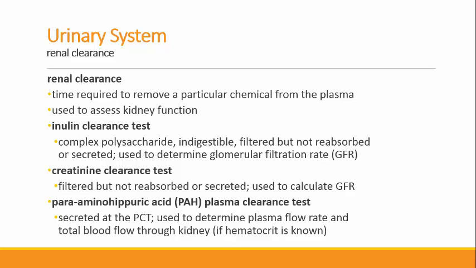Creatinine can be used the same way. It's also filtered but not reabsorbed or secreted. And so it can also be used to calculate glomerular filtration rate. That's what this term here is, GFR, glomerular filtration rate. And then last of all, the para-aminohippuric acid, PAH, plasma clearance test can be used to determine the rate of plasma flow into and then out of tubular fluid. So it's got a little bit more specialized means of telling how kidney function is going.